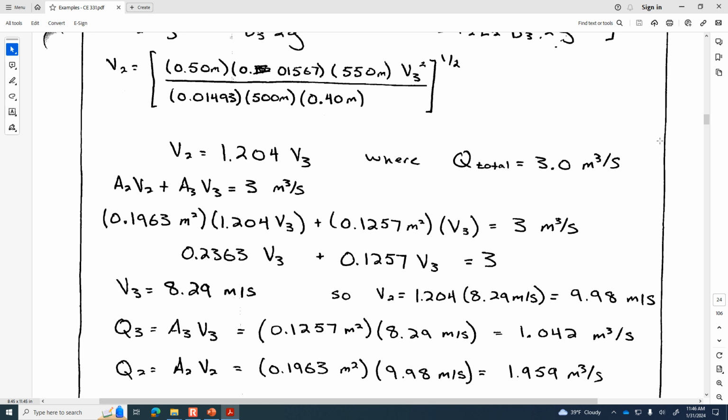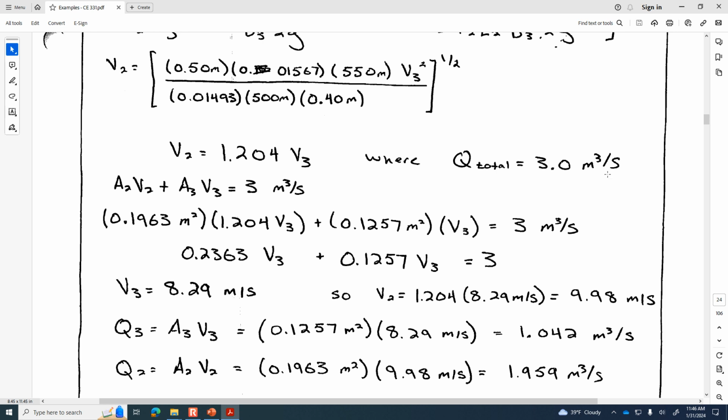This is a good time to check that continuity is honored, that the total flow of the pipes together should equal 3 cubic meters per second. If it doesn't, we probably made a calculation mistake somewhere along the line, because the process we went through should force the combined flow rate to equal the 3 cubic meters per second we knew from before. So it does. If we add those two flow rates together, it equals 3. All right, great. So are we done?